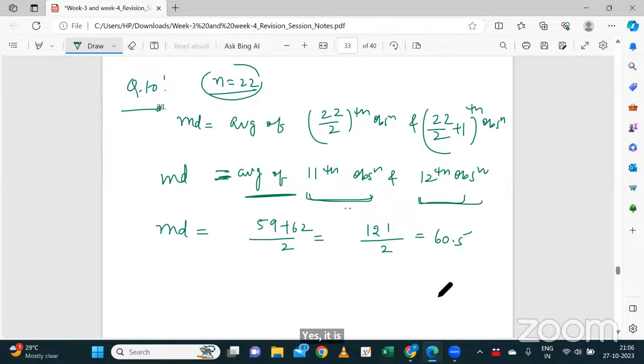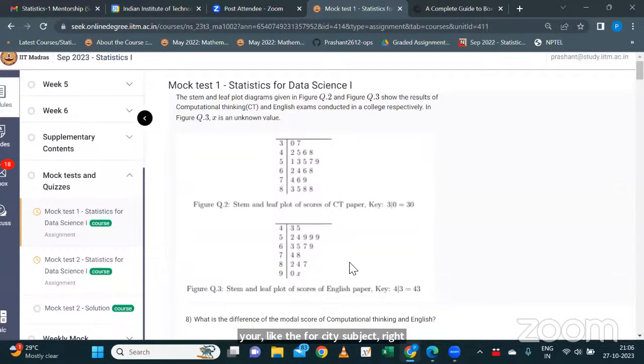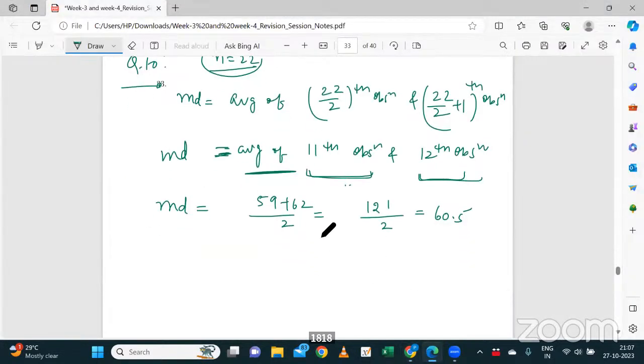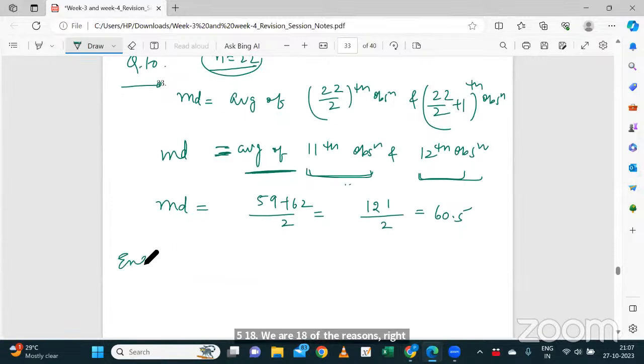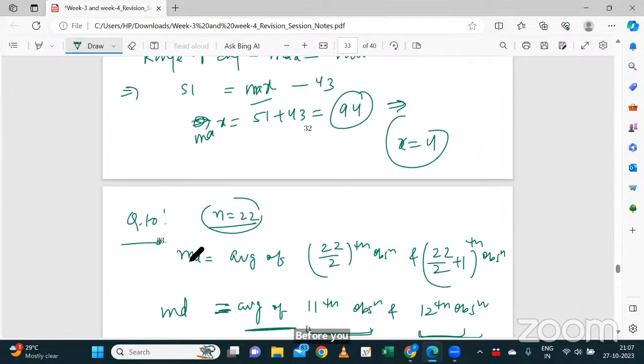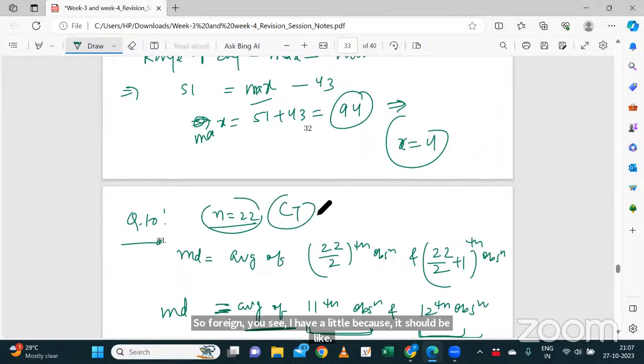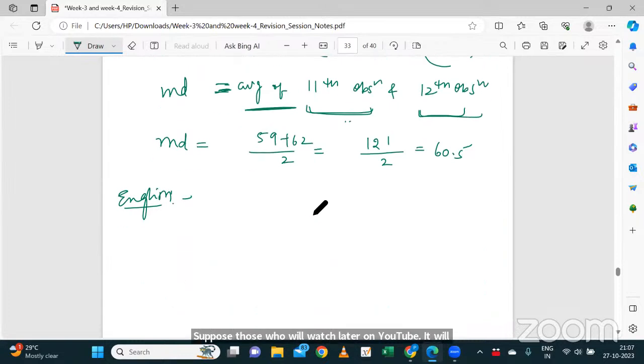So next we have to find the median for the English subject. In English, we have 2, 5, 18, 7, 18, 11, 11, 2, 30, 5, 18. We have 18 observations, right? Let me do this so that those who watch later on YouTube get the point. In English it's even, right? Again we got an even number. So what will the median be?